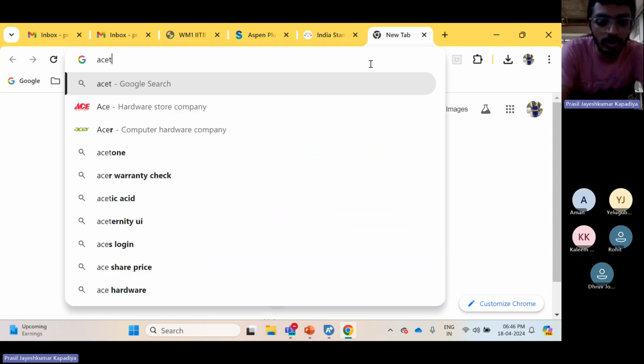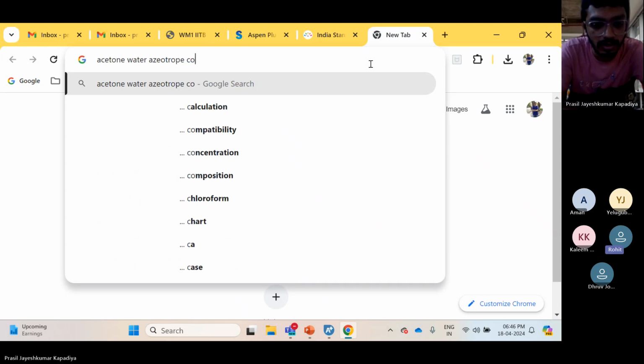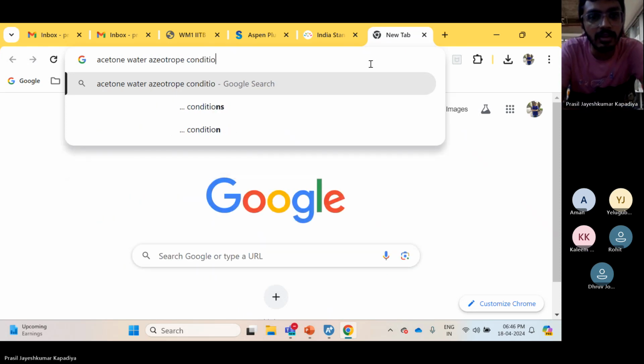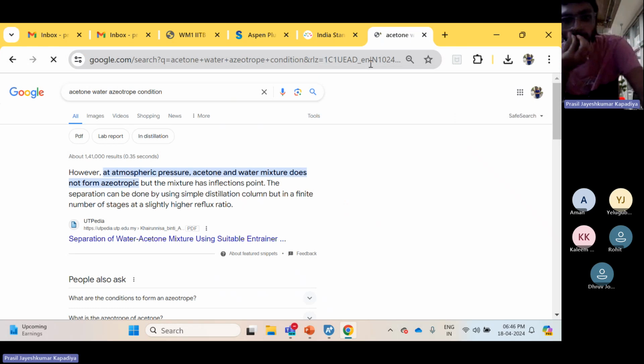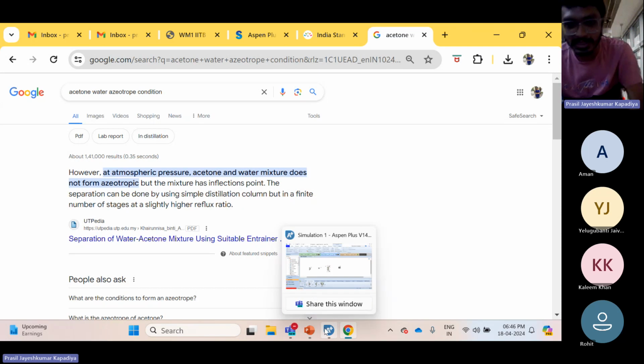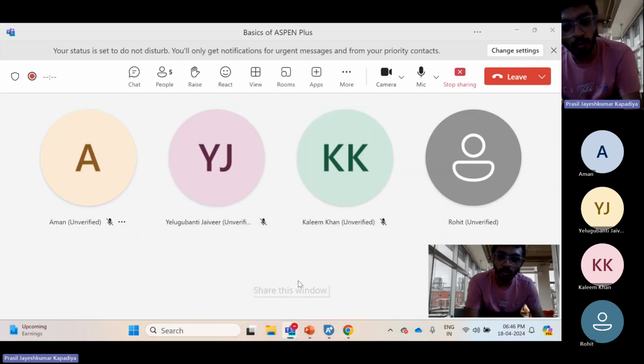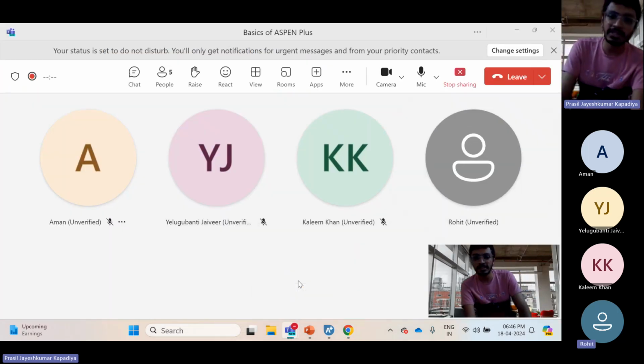Let's check the acetone water azeotrope condition. So one of the reasons: for this system, separation at the inflection point can be done, but an infinite number of stages are required. So this is difficult with distillation. So we can go for liquid-liquid extraction. Okay, your answer is correct.